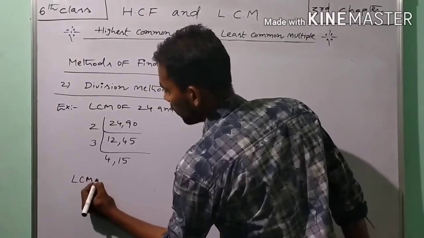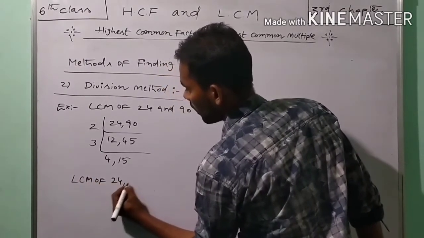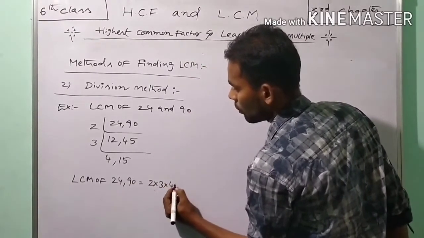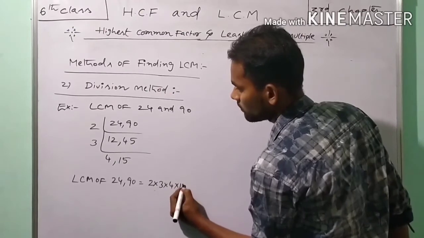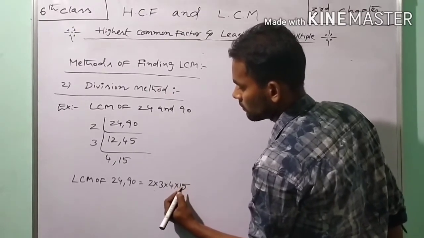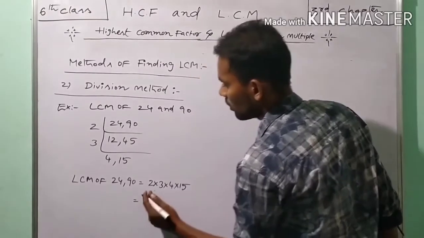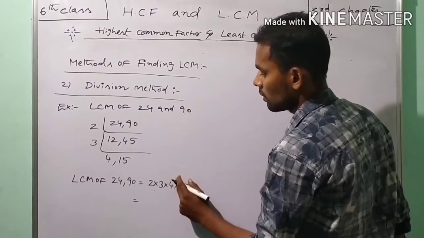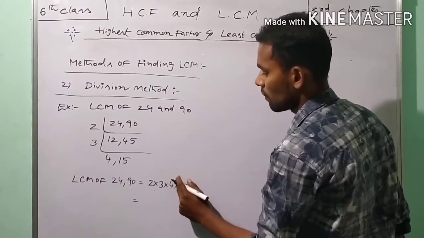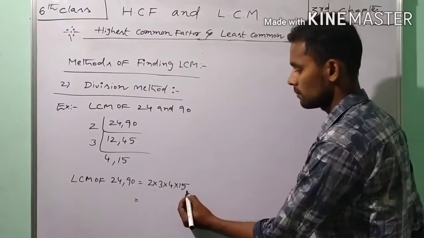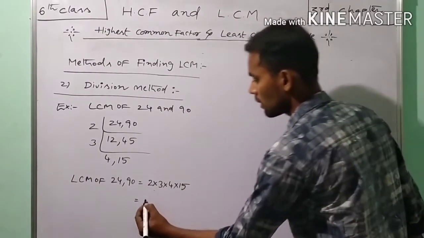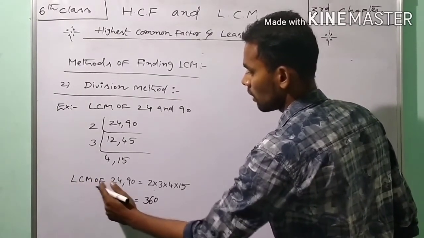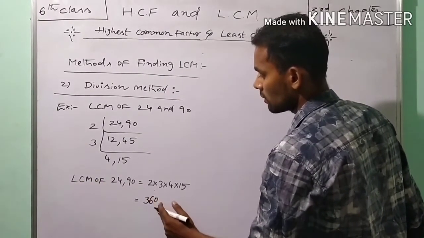LCM of 24 and 90 equals 2 into 3 into 4 into 15. 2 3s are 6, 6 4s are 24, 24 15s are 360. Least common multiple of 24 and 90 equals 360.